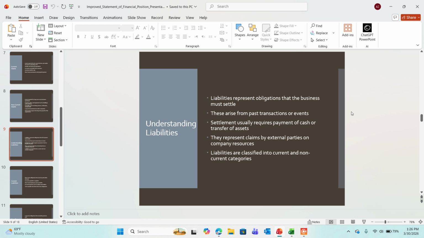Understanding liabilities. Liabilities are obligations that the company must settle in the future. They arise from past transactions such as purchasing goods on credit or taking a loan. Settlements usually involve payment of cash or transfer of assets. Liabilities represent claims against the company by external parties. Liabilities are classified into current and non-current categories.